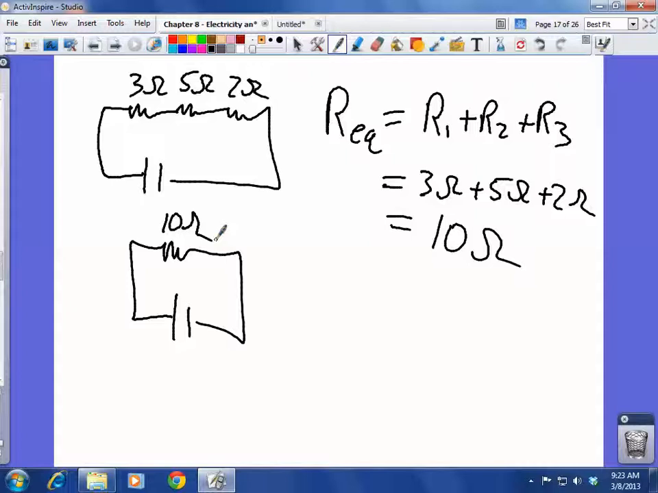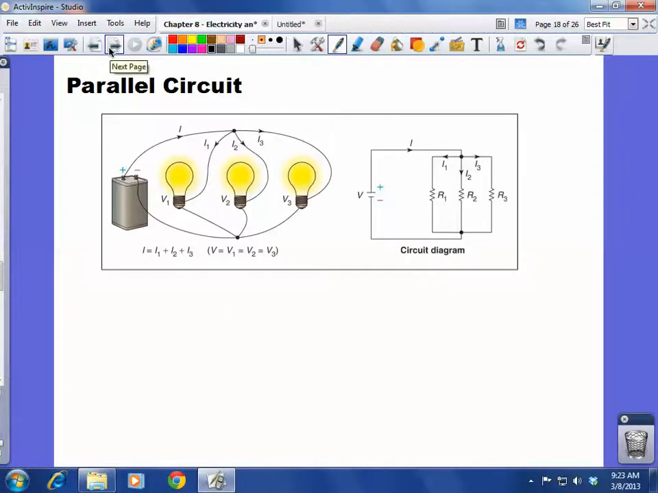Now, obviously, since we already said if one goes out, then they all go out, that's kind of a problem. So the other type of circuit, which your book doesn't do a very good job showing a picture of, I don't think, is going to be a parallel circuit. In this circuit, instead of connecting end to end, what we've done is we've created 3 separate tracks, one for each of these light bulbs.